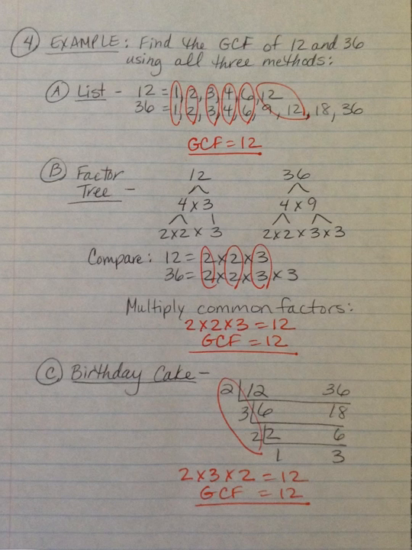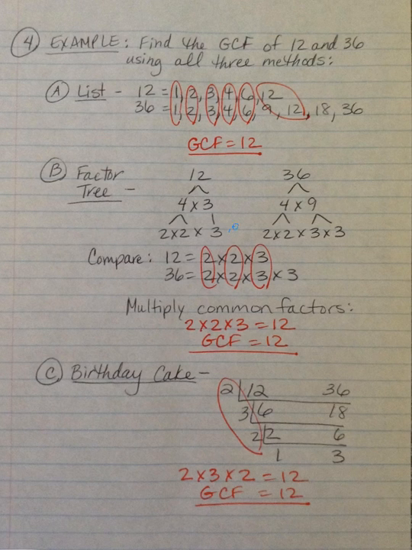The second method is the factor tree, where you factor 12 and 36 down to their prime numbers. And remember, you can do that any way you want. You can use any factors to start with that you want. So for 12, I used 4 times 3. 3 is already prime, so I'm just going to bring it down. And you can see where I brought it down right here.